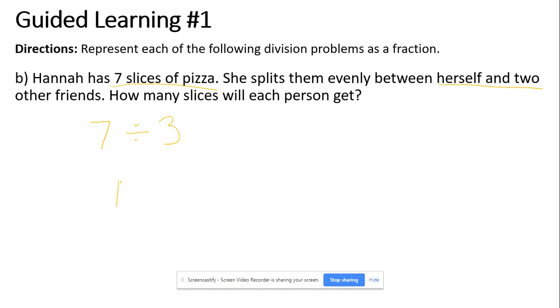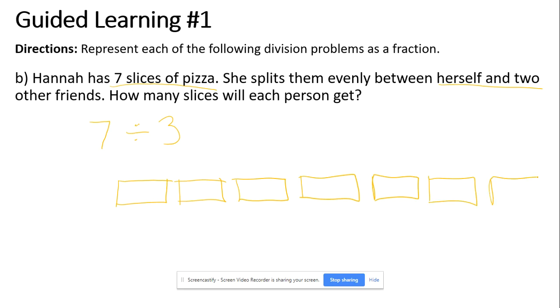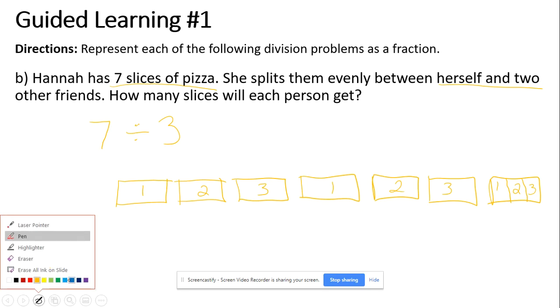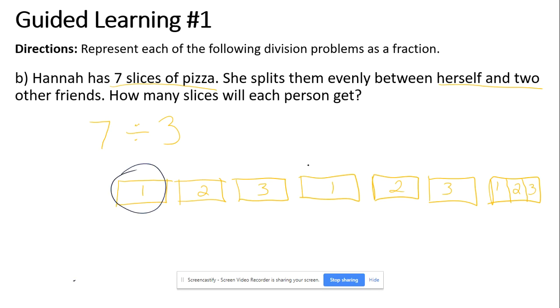Well, if we had 7 slices of pizza, and let's see, we can give it person 1, person 2, person 3, person 1, person 2, person 3. This last pizza we can split into 3 portions. Give one of those parts to person 1, 1 part to person 2, and 1 part to person 3. Well, let's see. Person 1 is going to get 2 whole slices, and 1/3 of another slice.